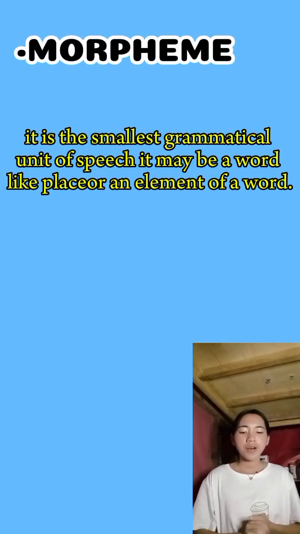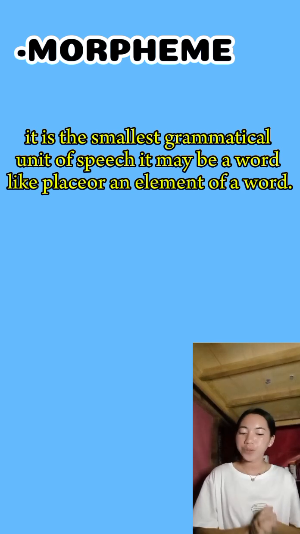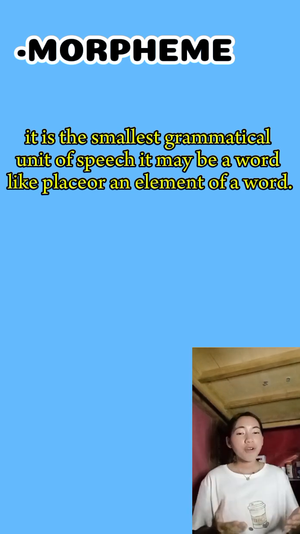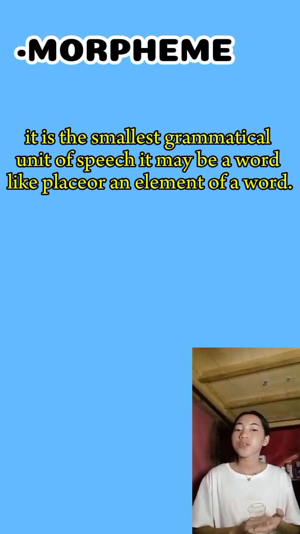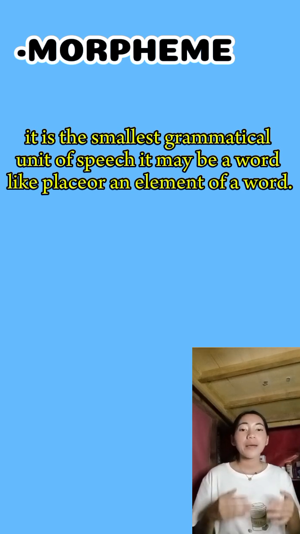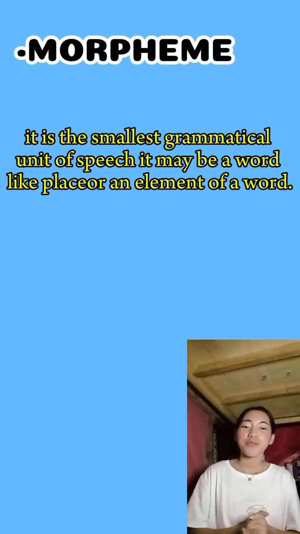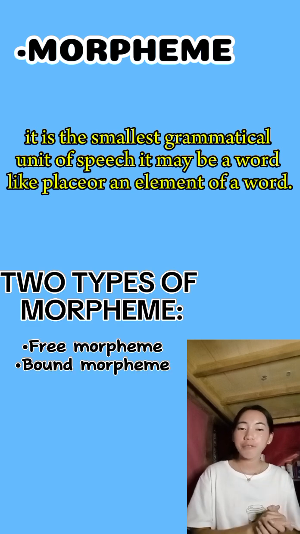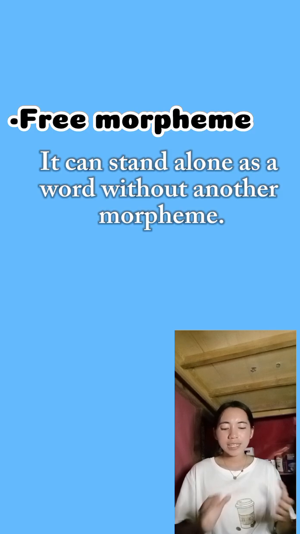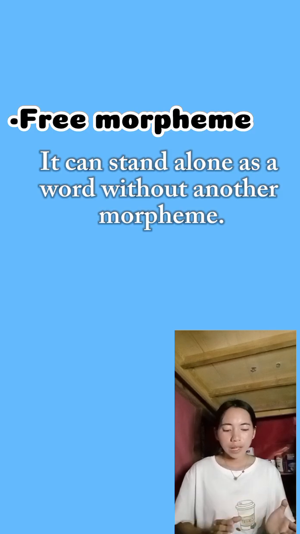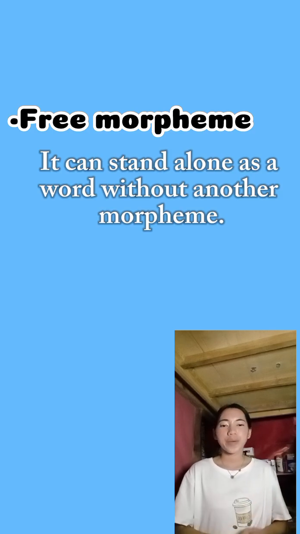Let's proceed to morpheme. So when we say morpheme, it is the smallest grammatical unit of speech. It may be a word like place or an element of a word. So ang morpheme, mao pud ni siya combination sa sounds nga naay meaning. There are two types of morpheme, which is ang free morpheme and ang bound morpheme. So when we say free morpheme, it can stand alone as a word without another morpheme.